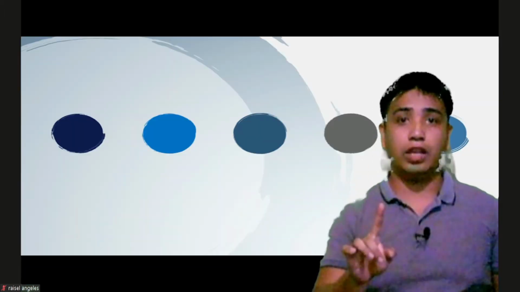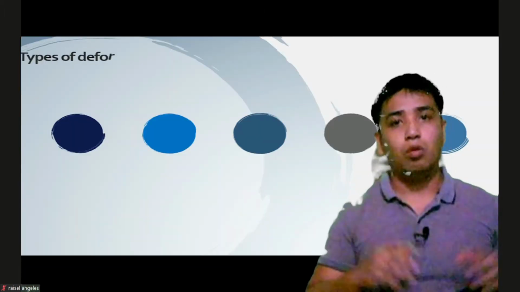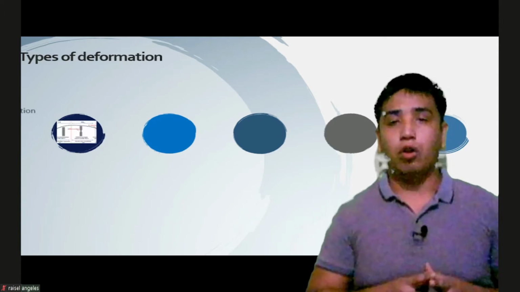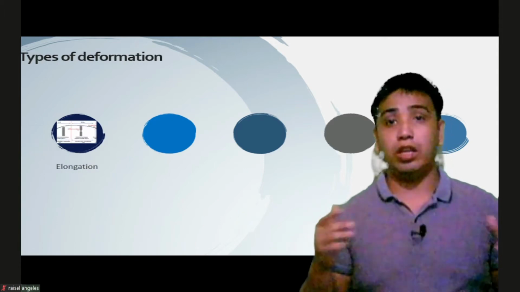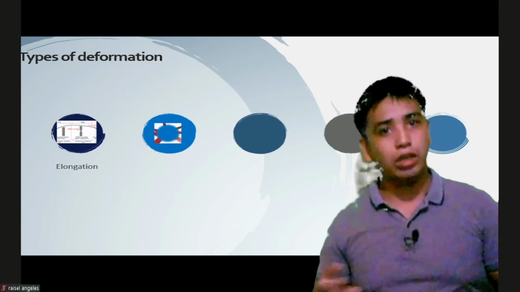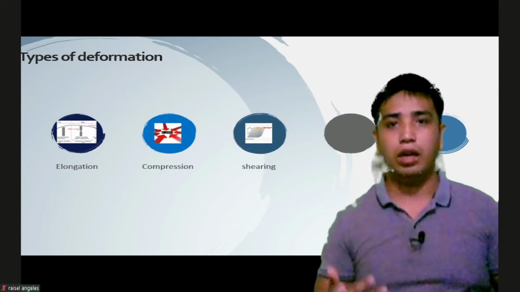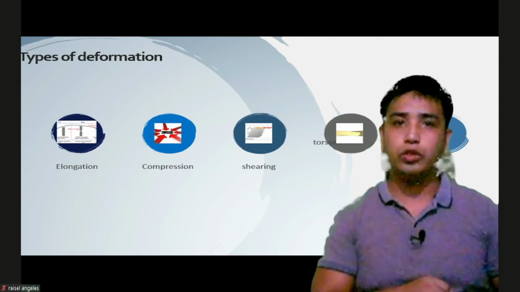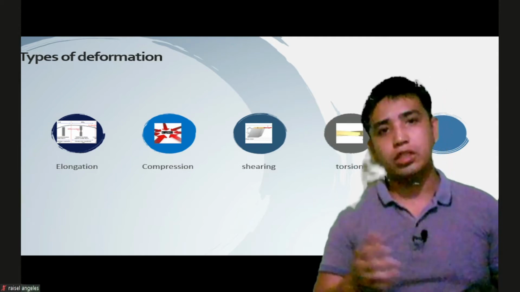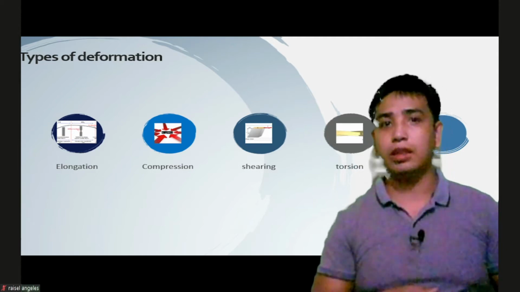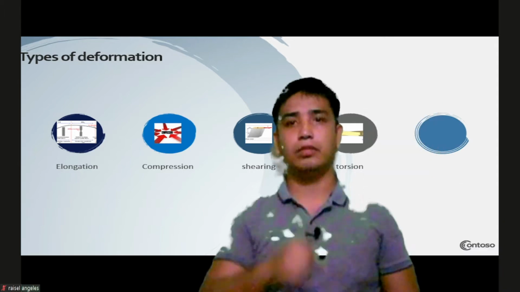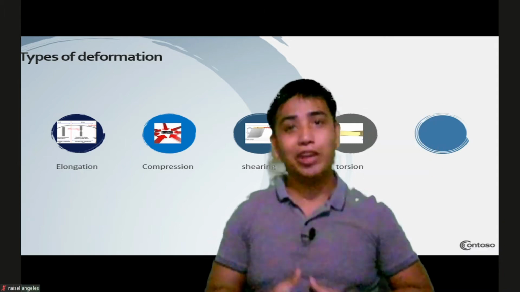There are four types of deformation. One is called the tensile or the elongation process. The next one is compression. The third one is shear or shearing, and the fourth one is called torsion. Each type is caused by a separate type of force. So we are going to discuss the elongation process.